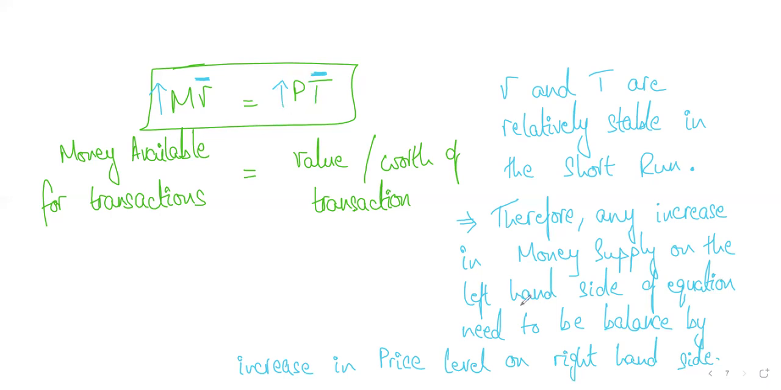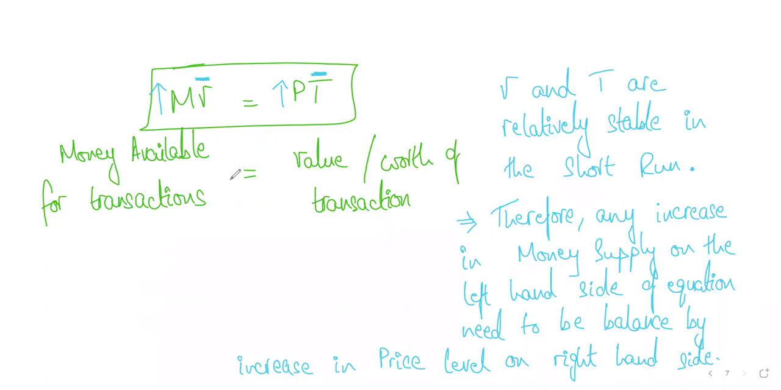Therefore, an increase in money supply on the left-hand side of the equation needs to be balanced by an increase in price level on the right-hand side. This is the entire concept that it says. Right, yes. So this theory was developed by monetarists, and it is they who are explaining how money supply is causing inflation, right? So that is their view on this.